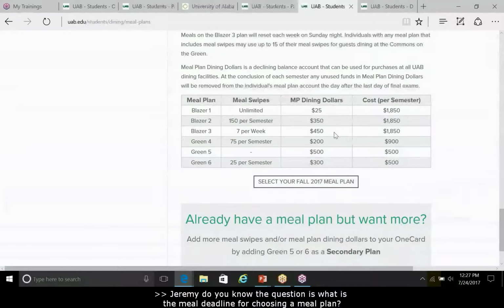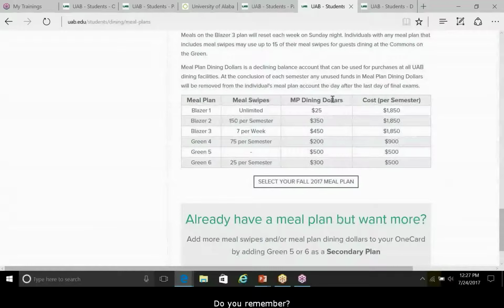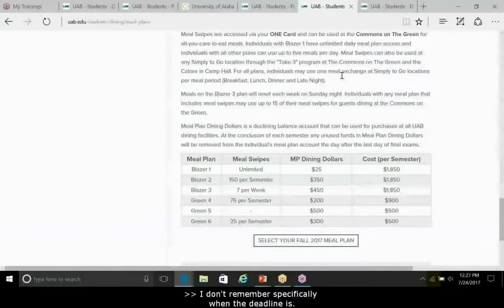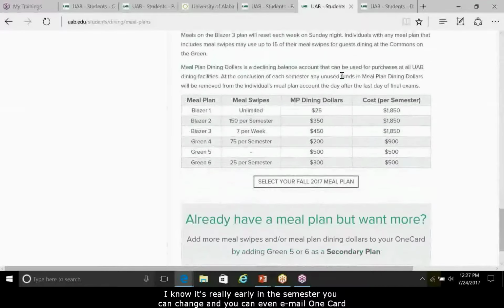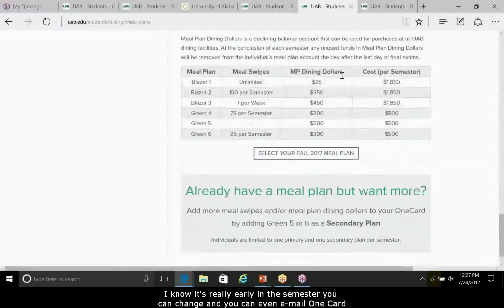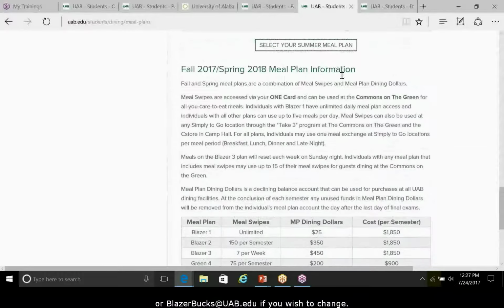Jeremy, do you know the question is, what is the meal deadline for choosing a meal plan? Do you remember? I don't remember specifically when the deadline is. I know it's really early in the semester. You can change, and you can even email OneCard or blazerbucks@uab.edu if you wish to change. You can typically change it when you select a meal plan. I think it's easy to drop down rather than go up.